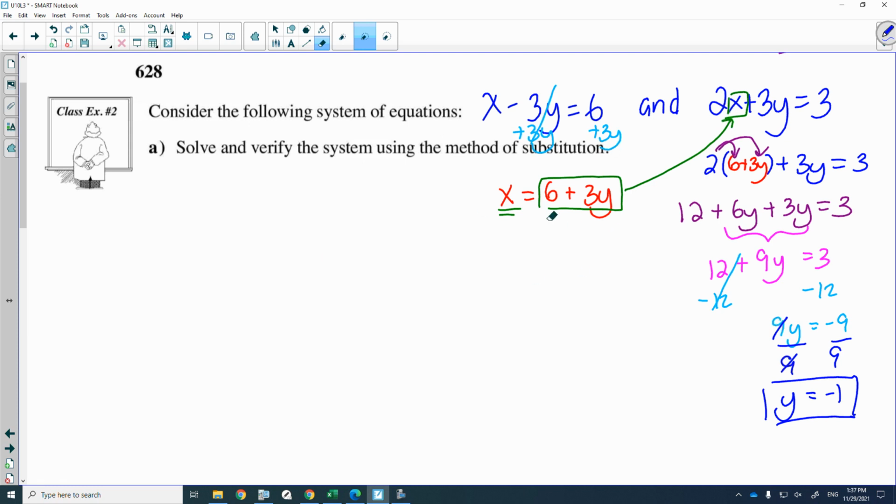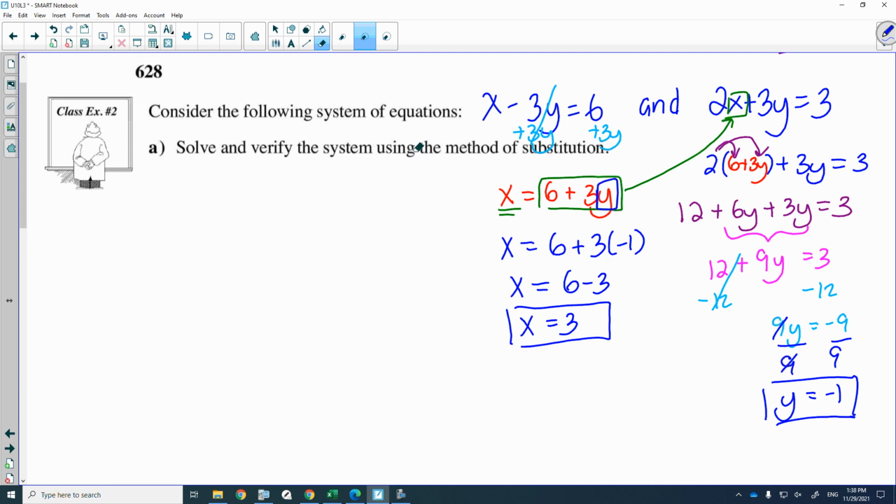This guy right here. If I need x, just take the y out, and then I've got x is equal to, right? This is going to be the easier system, the easy one. So it would be this. X is equal to 6 plus 3 times -1. X is equal to 6 minus 3. X is equal to 3. So x is 3, y is -1.